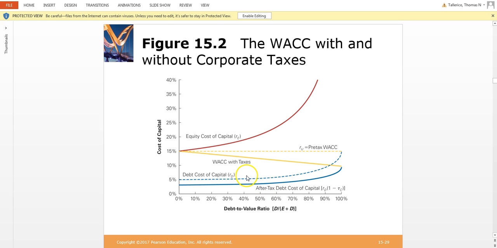Here you have the after-tax debt cost of capital, and this is your debt cost of capital pre-tax. And here are the two curves that show your unlevered pre-tax weighted average cost of capital and your weighted average cost of capital with taxes, which includes the equity and the debt component. So there's a lot of stuff going on here, but the important item is really notice how your equity cost of capital goes up because of the increased amount of debt you're taking on.